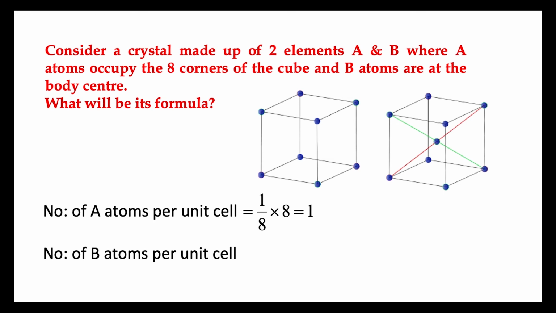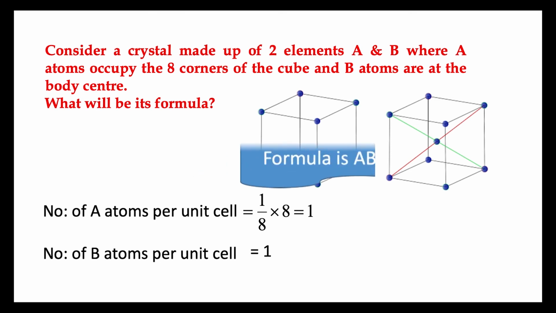So, what will be the number of B atoms per unit cell? B atoms are at the body center. It is not shared by any other atom. So, its contribution is 1. So, we have calculated the number of A atoms per unit cell as 1 and the B atoms per unit cell as 1. So, the formula should be AB.